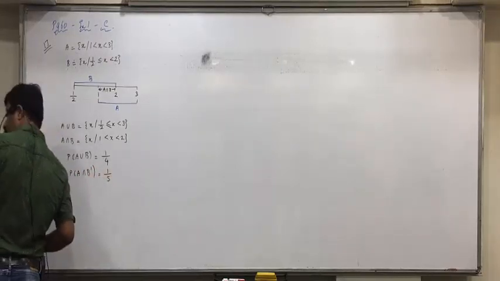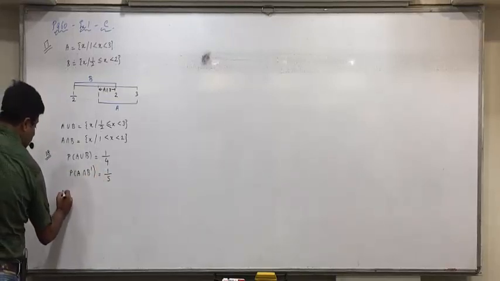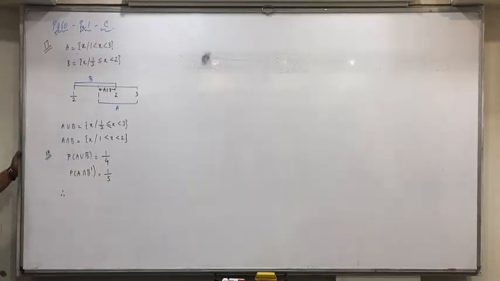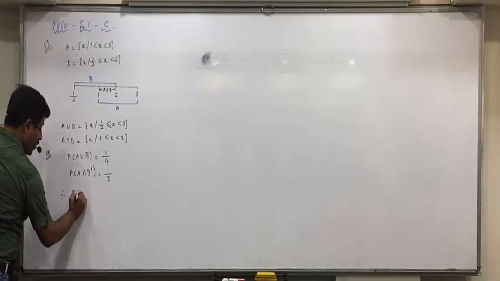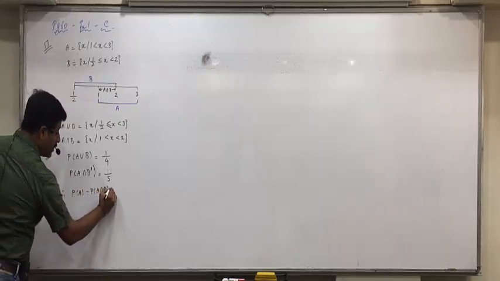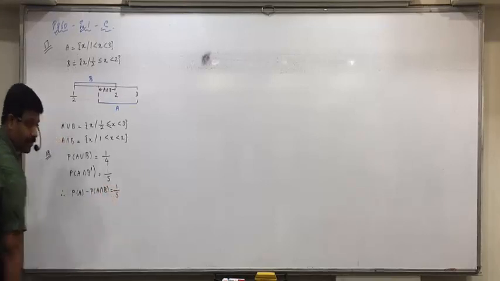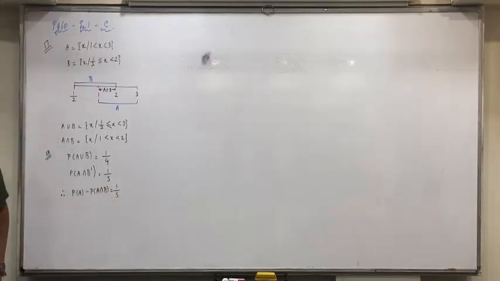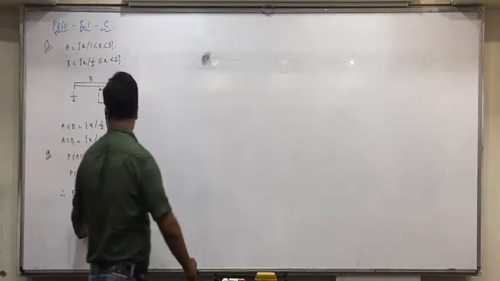First of all, tell me, what is the formula for A intersection B not? P of A minus P of A intersection B, that is 1/5. Now what are we asked to find? P of B. Applying the formula of A union B, we'll get it. Did everyone write up till here?